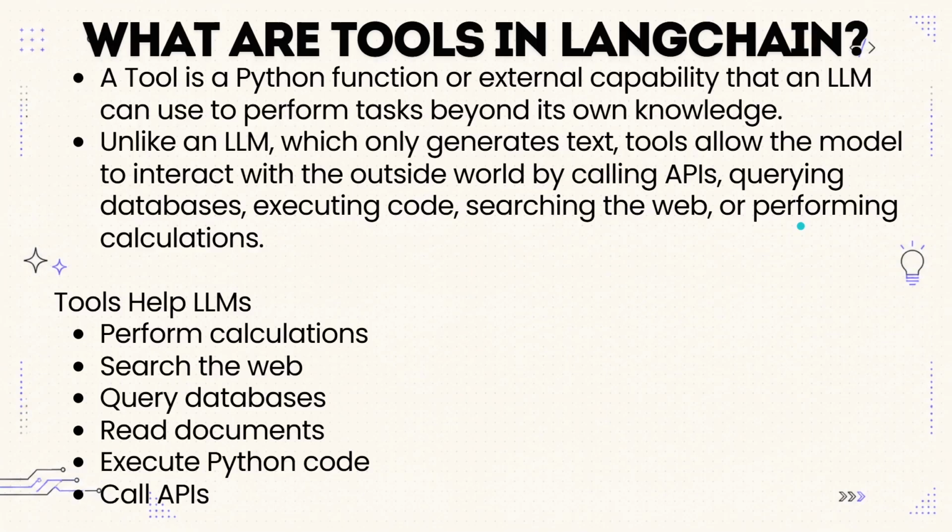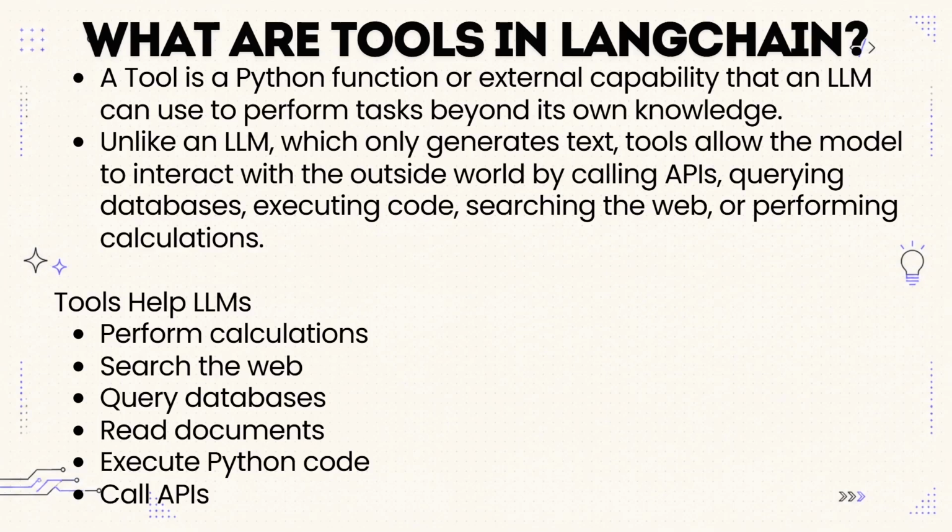Think of a tool like a human. Humans don't remember everything. If we need today's weather, we can check the weather app. If we need directions, we can open Google Maps. If I want to do a calculation, I can use a calculator. Similarly, an LLM uses a tool whenever it needs information beyond its own knowledge or needs to perform an action. In simple words, tools extend the capabilities of an LLM.